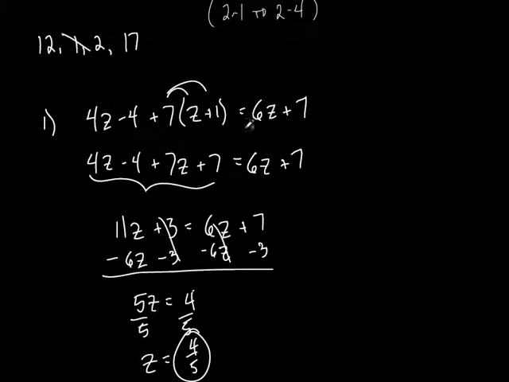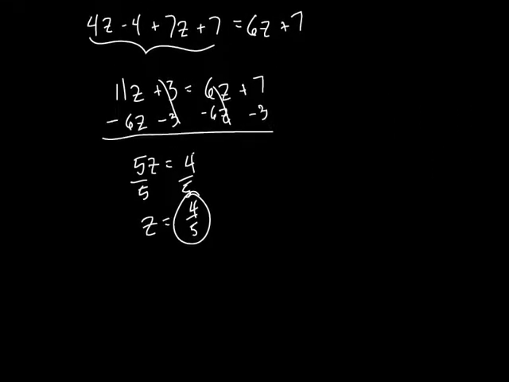Alright, so that's number 1. Let's do number 2. Let's go different color here. Okay, (z plus 7) over 3 equals (z minus 2) over 4. First thing we want to do is get rid of these denominators right here.